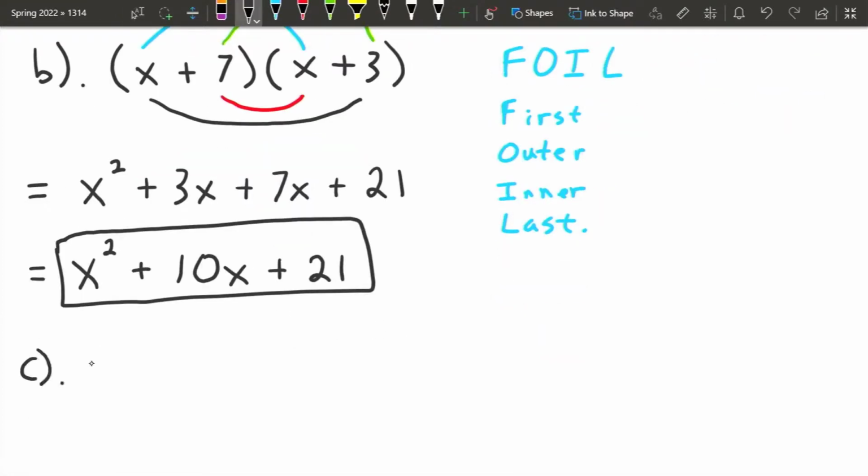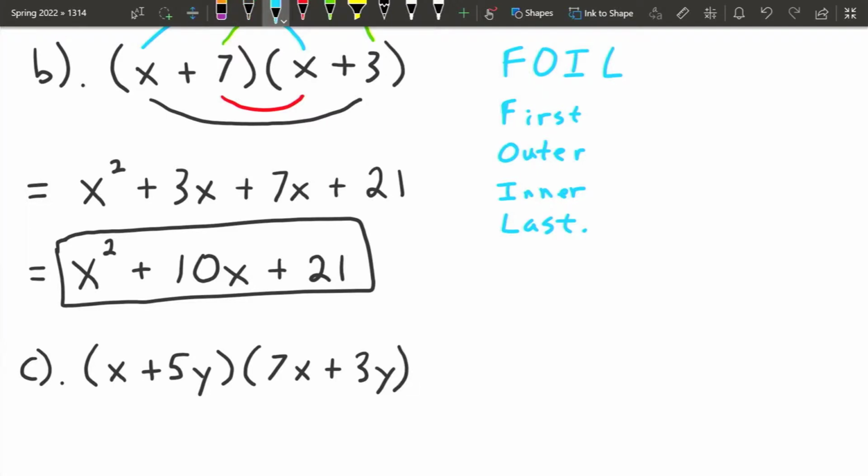Here's another one where we're going to have x plus 5y times 7x plus 3y. We're going to FOIL these two together. Now, if you'd like to try a practice one on your own, this is a good one. You could pause the video here and see if you can write down a few steps of FOILing these two together. As we did in the last one, we have to multiply the first. So x times 7x would be 7x squared.